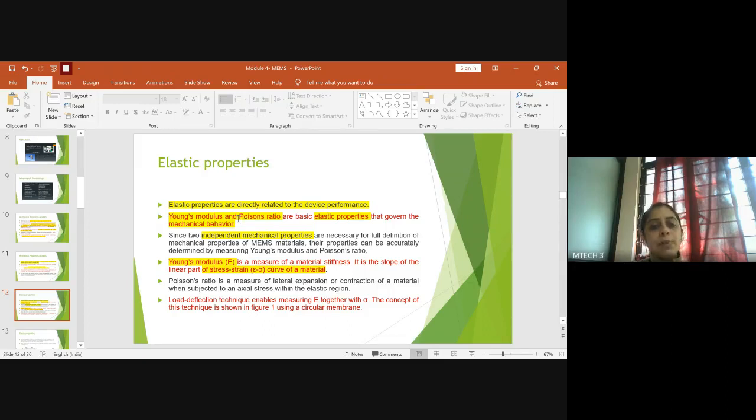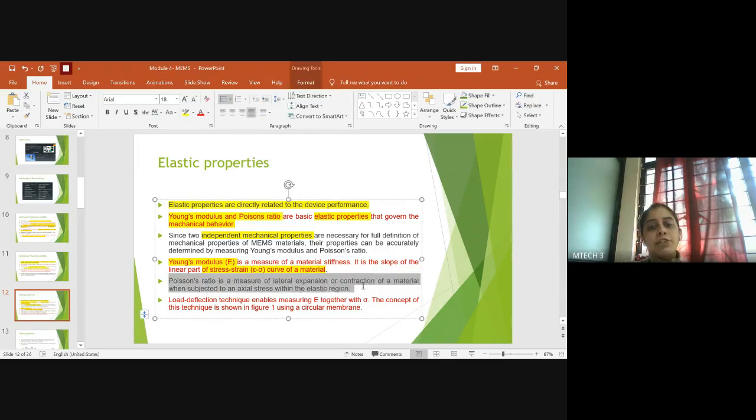Apart from that, we were speaking about the Poisson ratio. Poisson ratio depends upon the lateral expansion or contraction that happens with respect to the subjection of the load. Any variation in the deflection could be either compression or expansion. So this deals with the lateral deflections, and these lateral deflections are provided by our Poisson ratio.